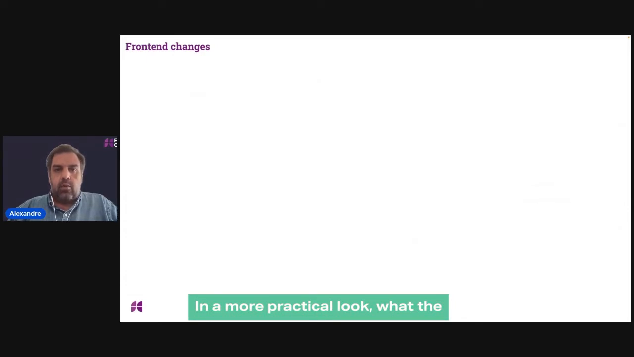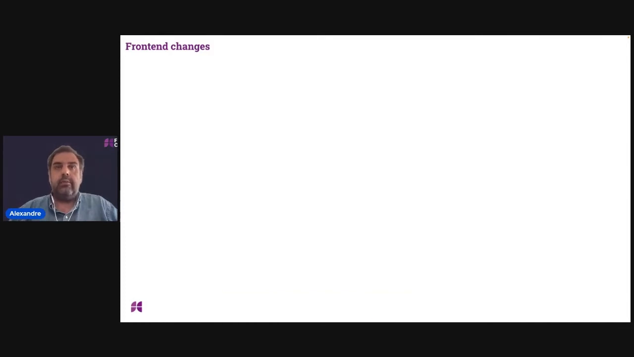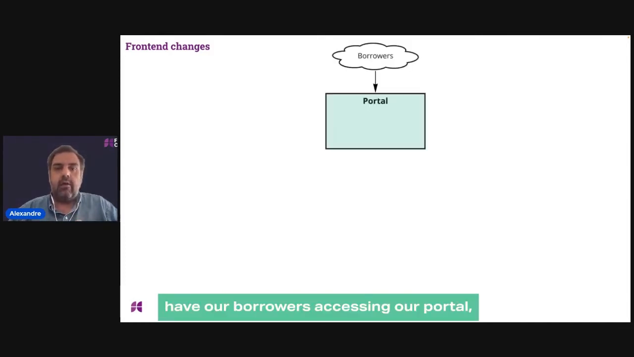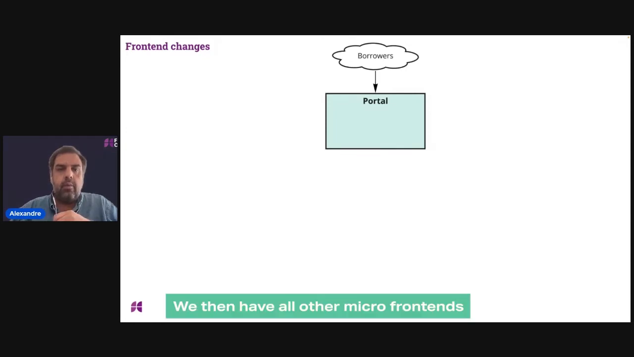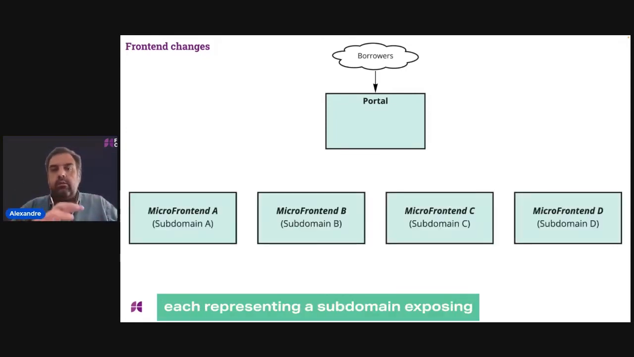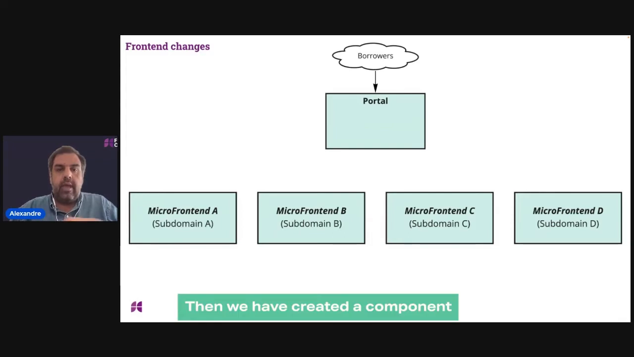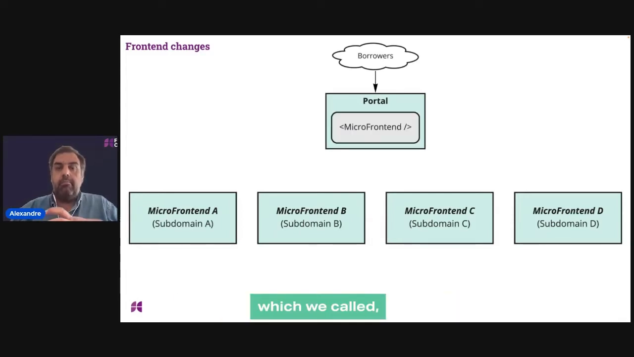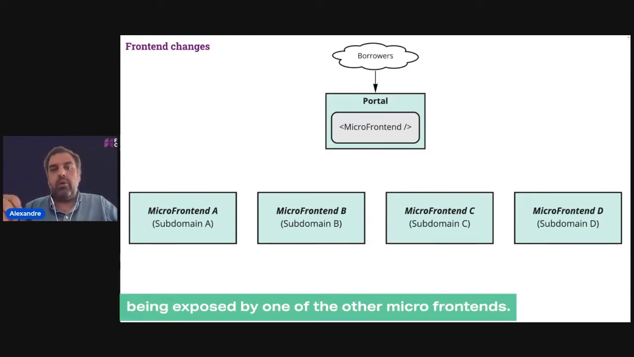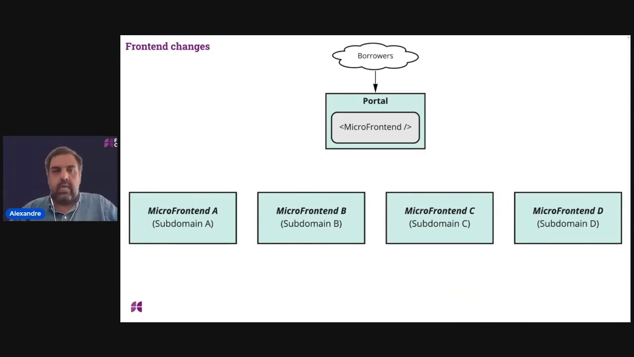In a more practical look, what the Webpack Module Federation plugin allows us to do is have our borrowers accessing our portal, which is by itself a micro frontend and is the only publicly accessible micro frontend. We then have all other micro frontends, each representing a subdomain, exposing their apps and components. Then we have created a component, which we called the micro frontend component, that will load a specific module being exposed by one of the other micro frontends.